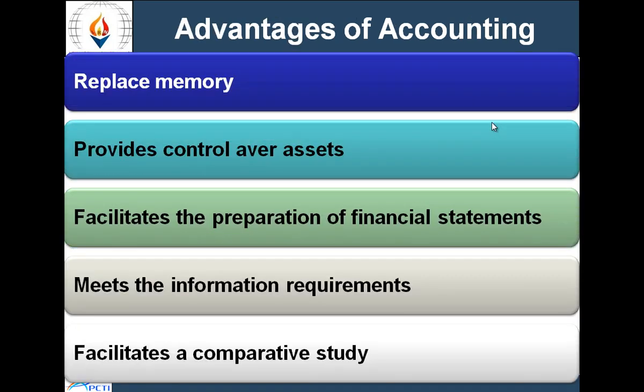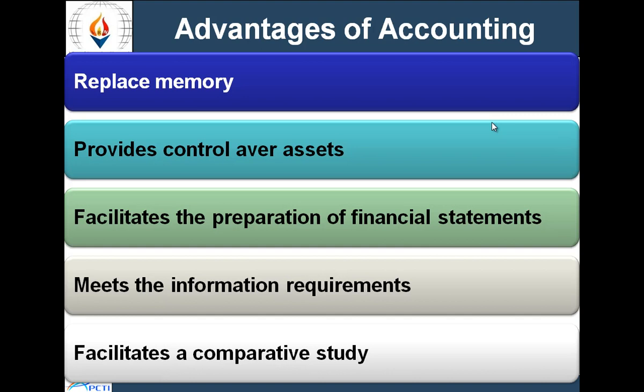Next is advantages of accounting. So number 1 is replace memory. Since all the financial events are recorded in the books, there is no need to rely on memory. The books of account will serve as historical records. Any information required at any time can be easily had from these records.